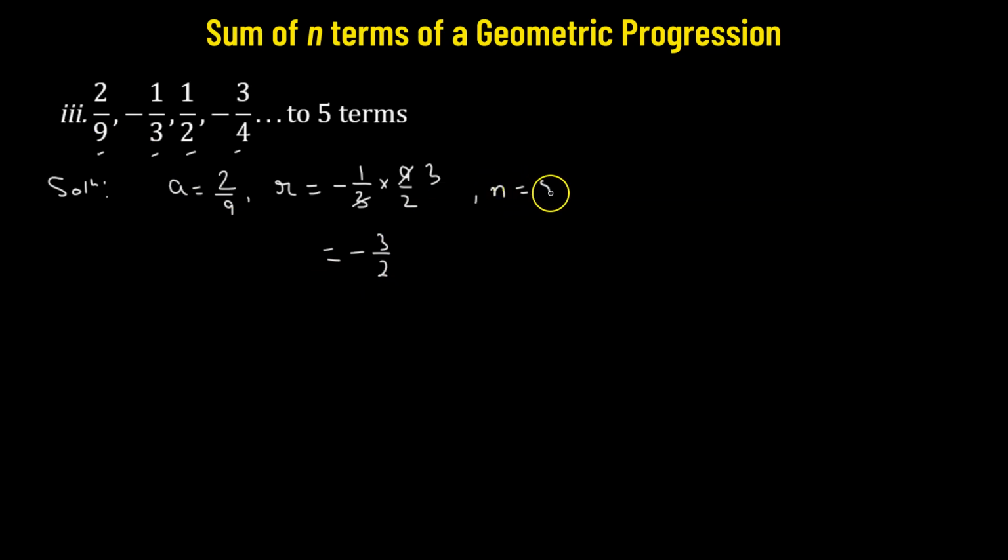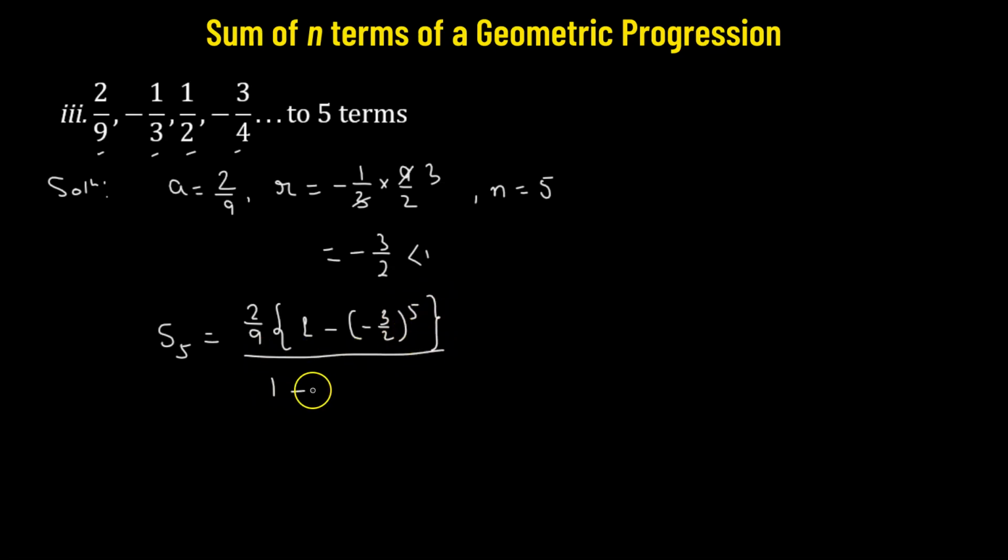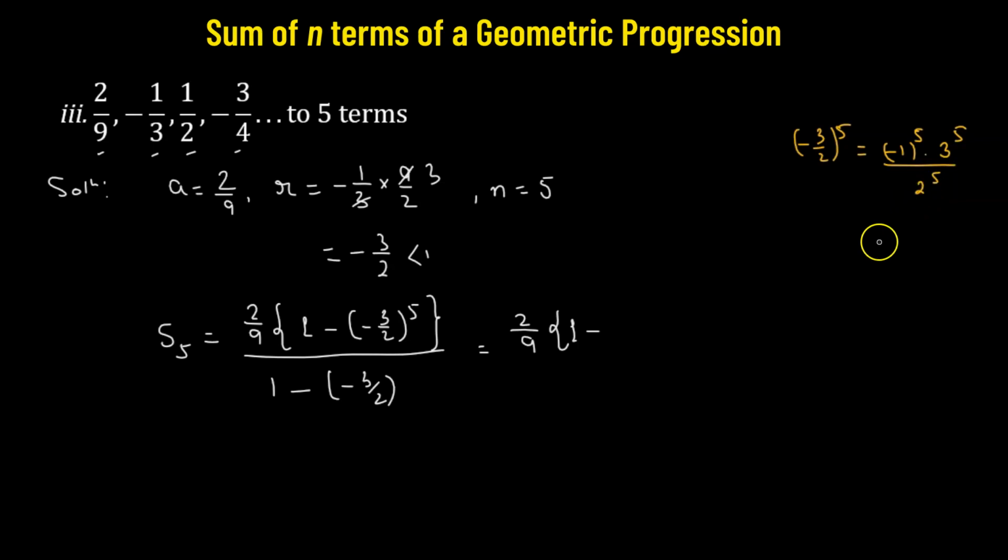And our n value is equal to 5. So we'll find out the sum to the fifth term. So clearly here our value is less than 1. So that means we will use the formula, our first term, 2 over 9 multiplied by 1 minus the common ratio, which is negative 3 over 2 whole raised to the power of 5, divided by 1 minus negative 3 over 2. So this is going to give us a value 2 divided by 9. Now we have 1 minus, so let's find out the value of negative 3 over 2 whole raised to the power of 5. So this gives us negative 1 raised to the power of 5 times 3 raised to the power of 5 divided by 2 raised to the power of 5.